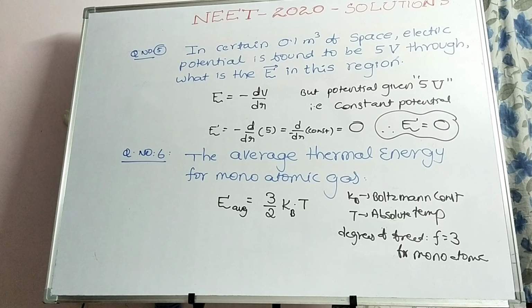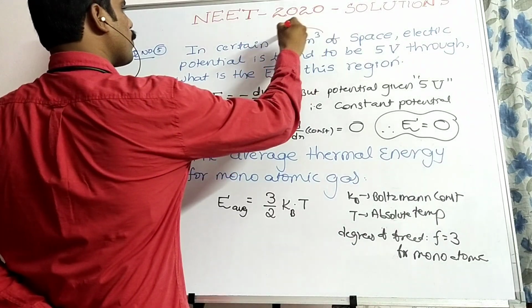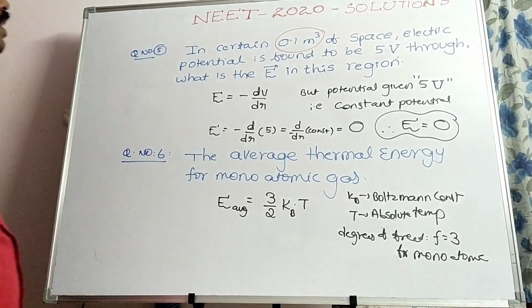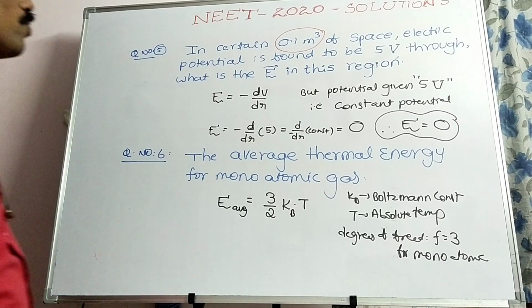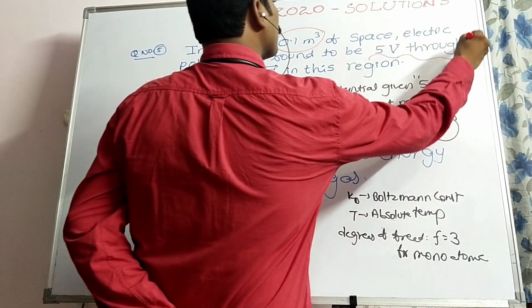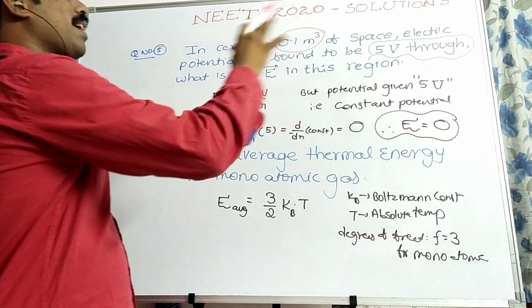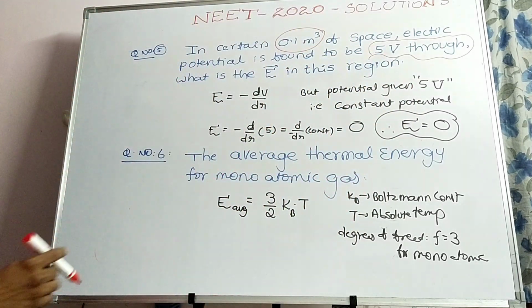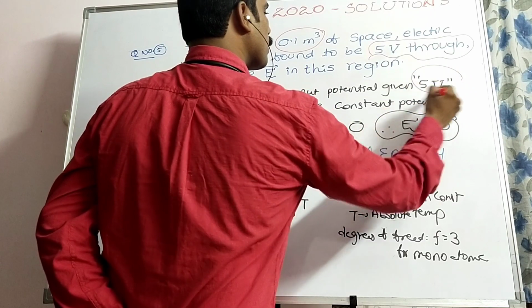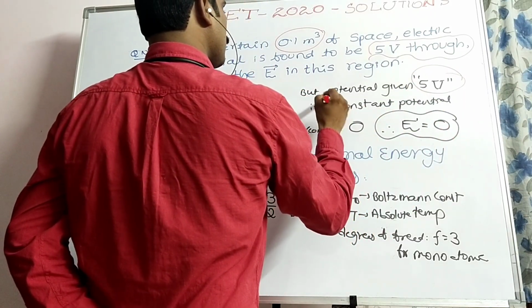Here we have another question. Question number 5. In a certain 0.1 meter cube of space, electric potential is found to be 5 volt throughout. What is the electric field intensity in this region? Here we are provided with a certain volume, that is 0.1 meter cube, and electric potential is found to be 5 volt throughout. 5 volt throughout means throughout the process we are having 5 volts of potential constant. That's why potential 5 volts is constant. So that is V is constant.